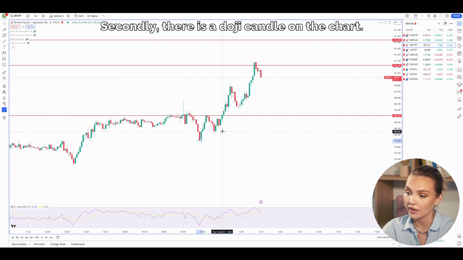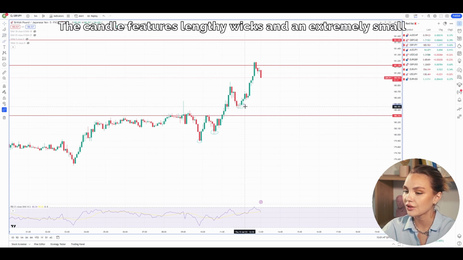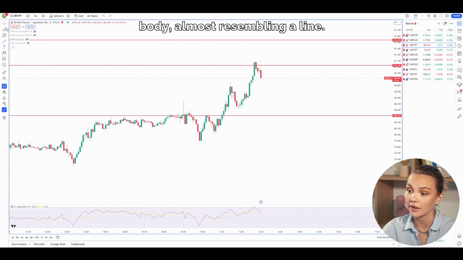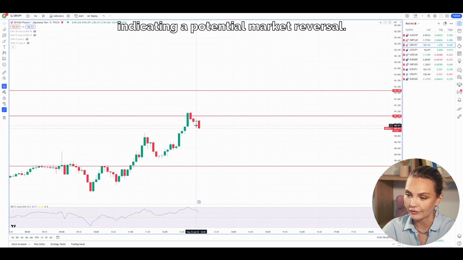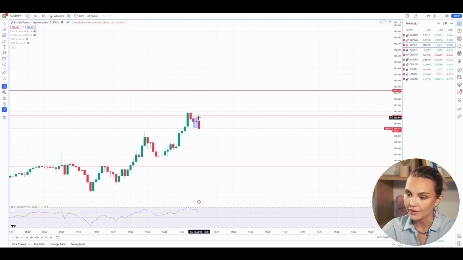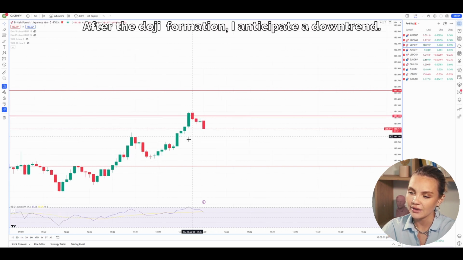Secondly, there is a dodgy candle on the chart. This candle features lengthy wicks and an extremely small body, almost resembling a line. This is what a doji looks like, indicating a potential market reversal. If there was an existing uptrend in the market after the doji formation, I anticipate a downtrend.